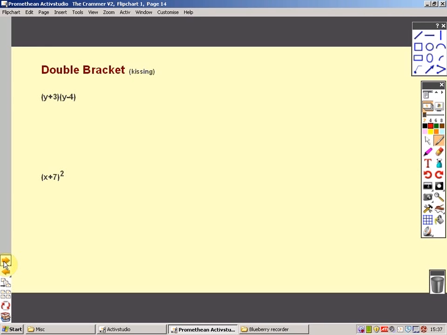Okay, double brackets. Now I've put kissing here because it's really important that there isn't any sign between these two brackets here. If it was take away or something, it'd be different, but when they're just touching here, it means they're multiplied. So double brackets when they're kissing, I call that. We're going to draw our grid. So many people try to be quick and do this without the grid and end up getting it wrong. So take the time, draw your grid.